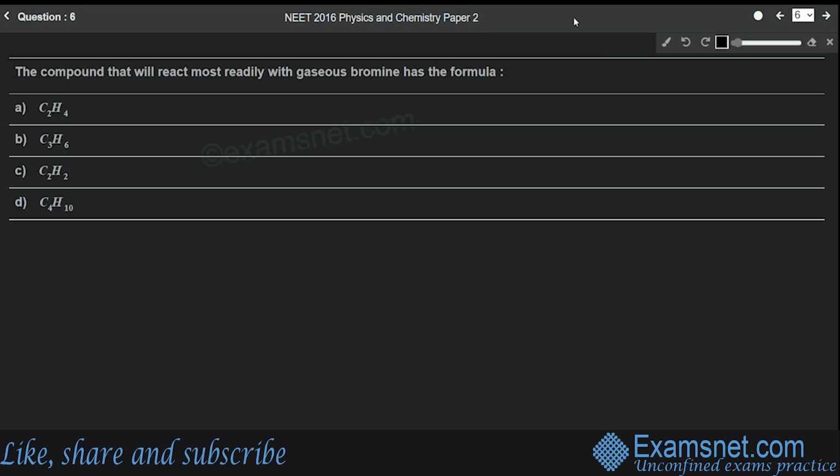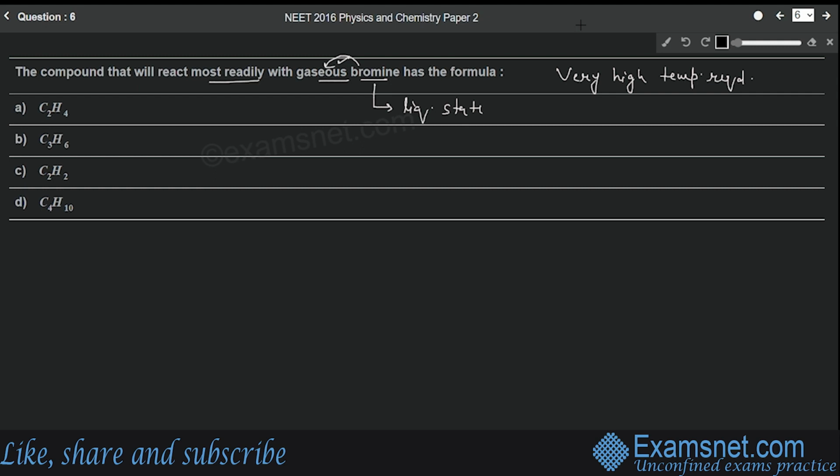Question number 6 is from the chapter Hydrocarbons, and the question is: the compound that will react most readily with gaseous bromine has the formula. So first of all, gaseous bromine is mentioned, and we know that bromine naturally exists in the liquid state. That means for this reaction to take place, bromine has to first get converted into the gaseous state, and for that a very high temperature will be required, right? Otherwise the bromine will come back to its natural state, that is liquid state.